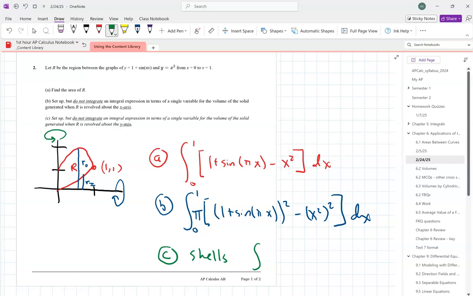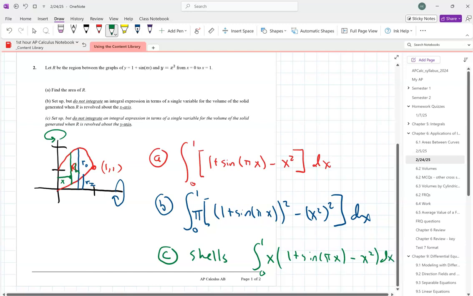My radius is going to be some x value, and then the height is going to be that guy. So my radius is going from 0 to 1 because that's as long as that radius can be, and we'll have x times the height, which is 1 plus sine pi x minus x squared, dx.